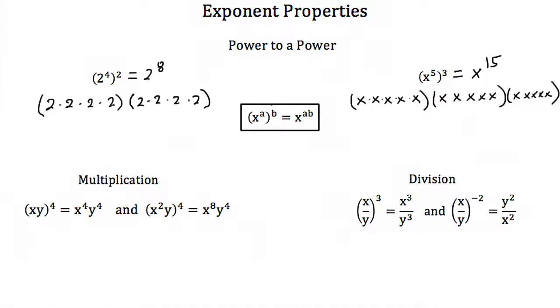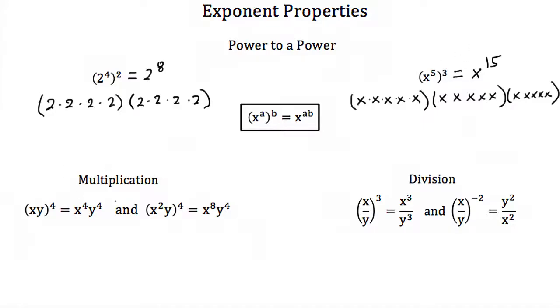So let's look at what's going on. If I have x to the a and then all of that to the b, that's the same as saying x to the a times b. So if I had 2 to the 4th squared, I really end up with 4 times 2, or 2 to the 8th. X to the 5th cubed is x to the 15th, because 5 times 3 is 15.